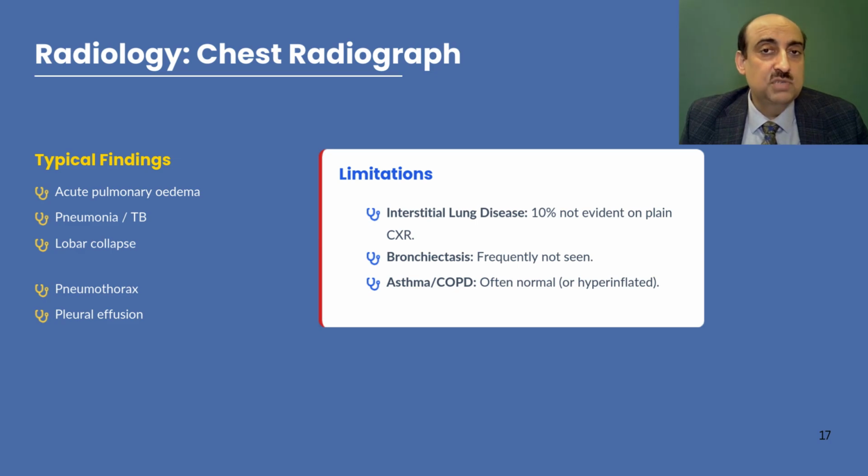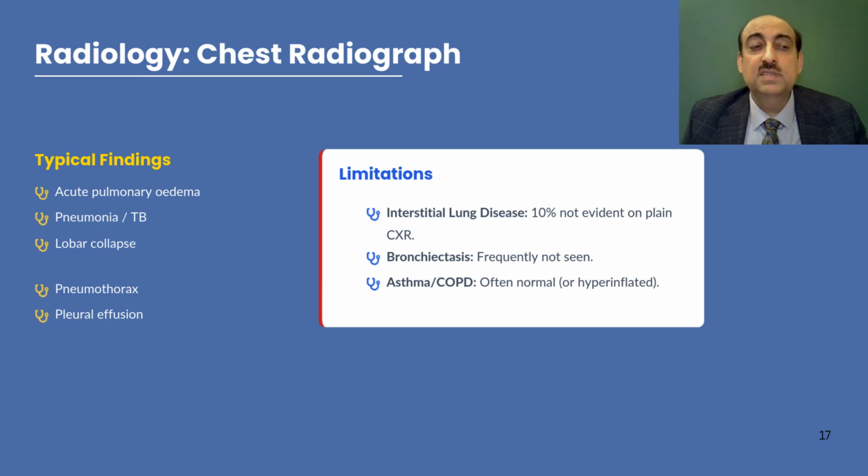And some of the limitations for a chest X-ray are that very subtle or earlier interstitial lung disease may not be visible on chest X-ray, almost like 10% of the cases. Bronchiectasis, again, especially earlier on, can be easily missed. So you may have more signs in the auscultatory signs and the radiological findings of bronchiectasis on chest X-ray.